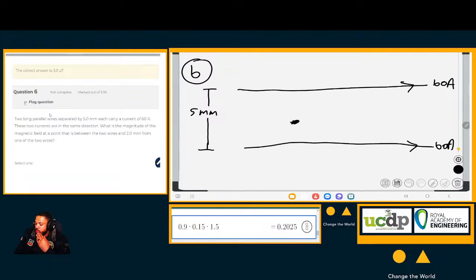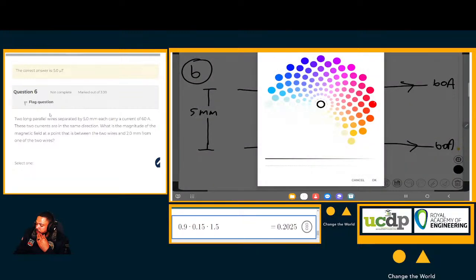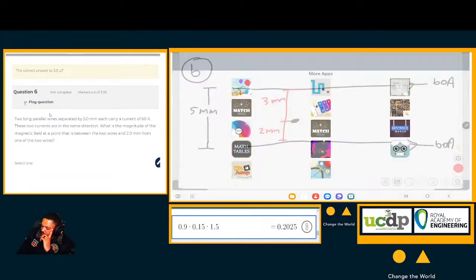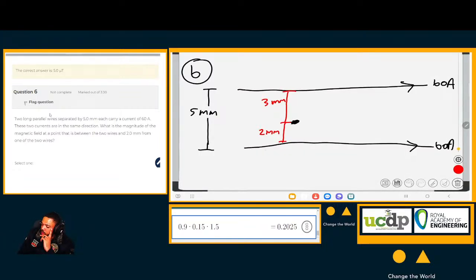Okay, so let's say from the bottom one, so somewhere around here. So what is the magnetic field at that point there? It is 2 millimeters, sorry, 2 millimeters from here to there, which means the distance from the other wire will be 3 millimeters. So all we have to do now is to calculate the magnetic field from that current conductor to there and from this one to there. Now if we use the right hand rule for the bottom one, we have a drawing of what is happening. Now we can calculate.